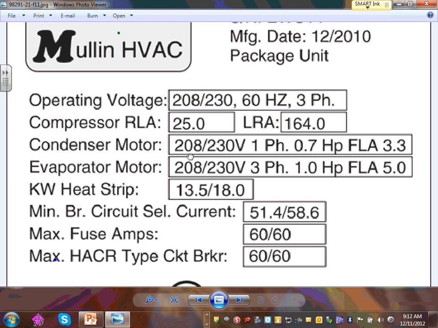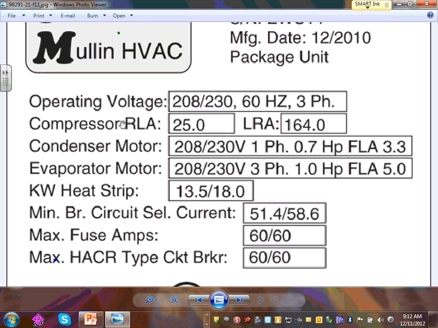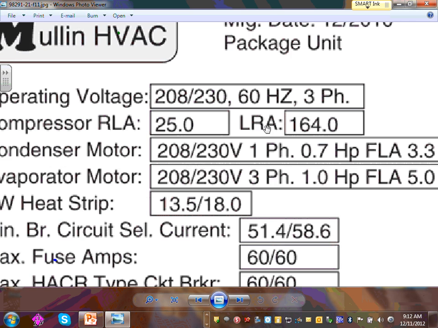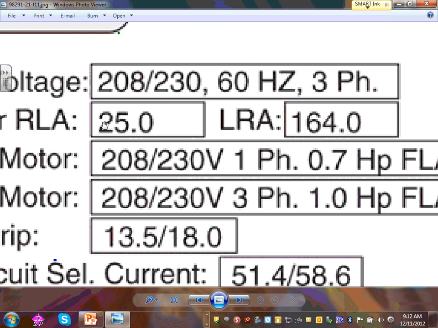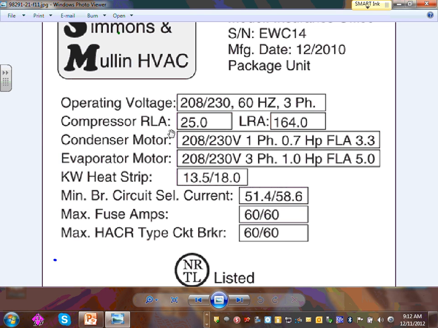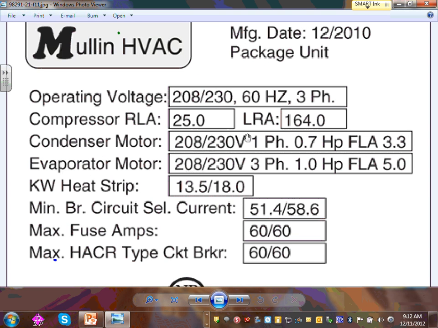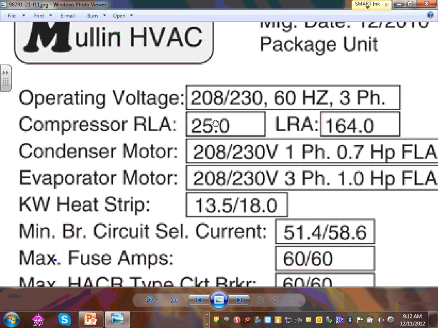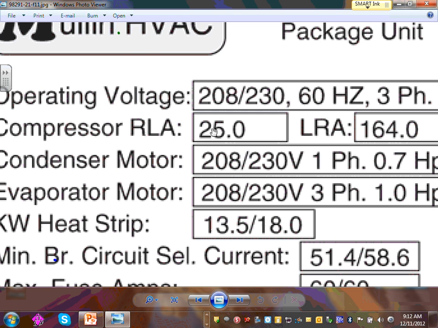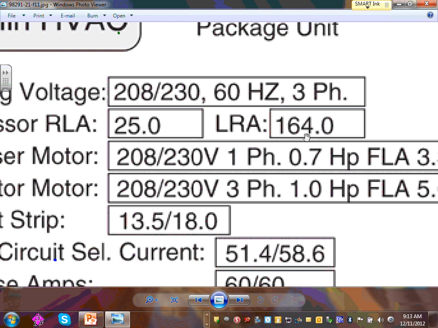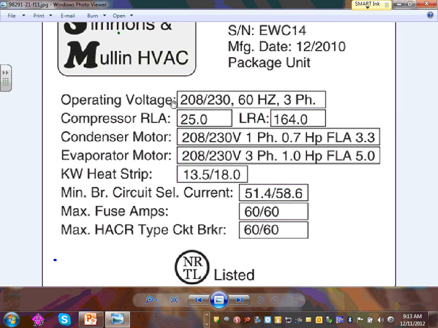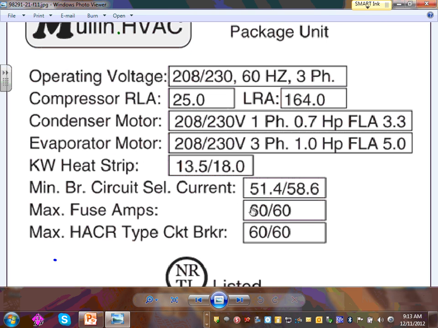They give you the full load current of the motor: rated load amps of the compressor, and locked rotor amps. Can you guys see the locked rotor amps, 164? Rated load amps 25. All this information is directly from the nameplate. You can see the condenser and the evaporator have different values. The most important things for us are the rated load amps 25, locked rotor 165, the voltage, as well as the overcurrent protection device, right there.